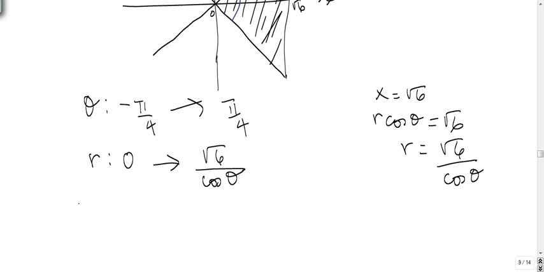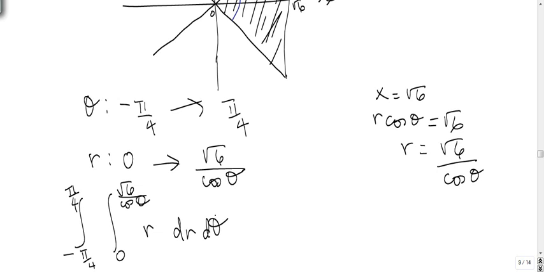And so the integral is the integral from negative pi over 4 to pi over 4, 0 to square root 6 over cosine theta. And is it just a double integral of 1? So we just need r dr d theta.